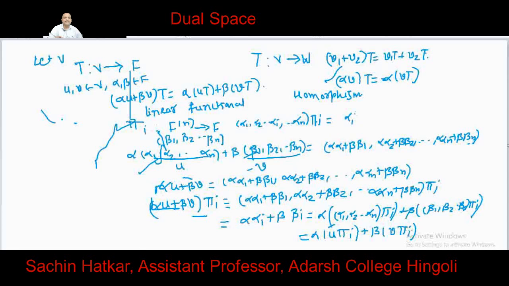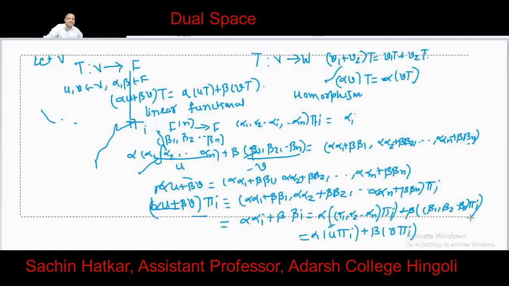The condition of linear functional is satisfied: T of alpha u plus beta v equals alpha times T of u plus beta times T of v. So this is the linear functional. This is called a linear functional.